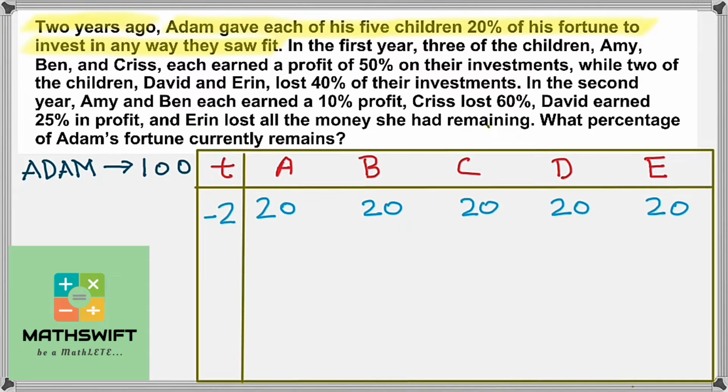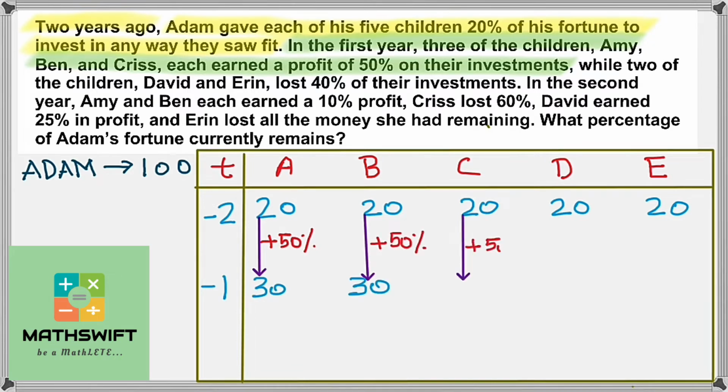In the first year, A, B and C each earned a profit of 50%. 50% of 20 is 10 and 10 plus 20 is 30. While D and E lost 40%. That means they are left with 60% of what they had and 60% of 20 is 12.